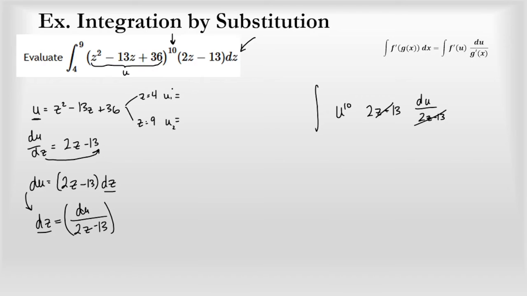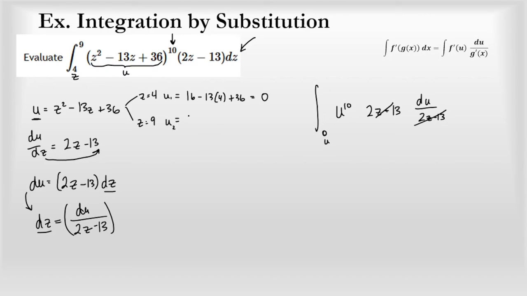Okay, so if I plug in 4 to figure out my new endpoint, I'll get 16 minus 13 times 4 plus 36. 13 times 4 is 52, so this turns out to be 0. My lower endpoint was 4, now it's 0. Before, this was a z value, now it's a u value. When z equals 4, u equals 0. So I have to change my endpoints.